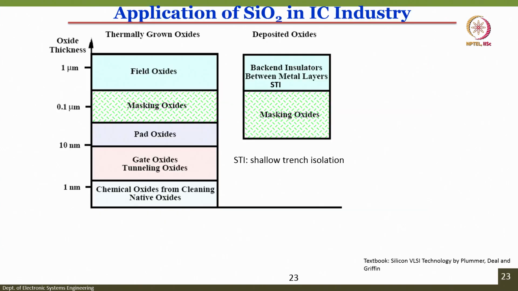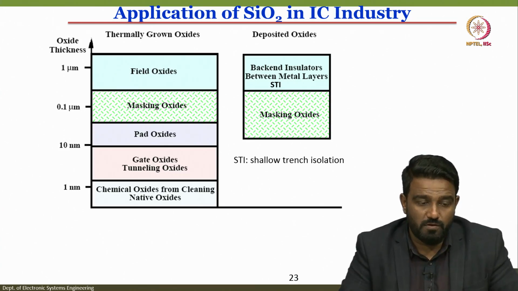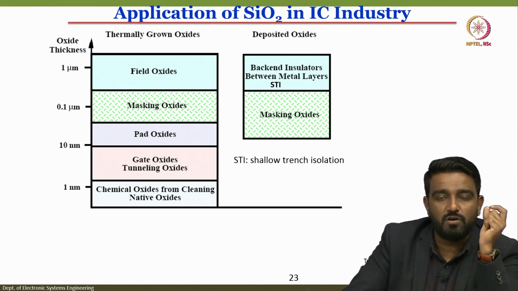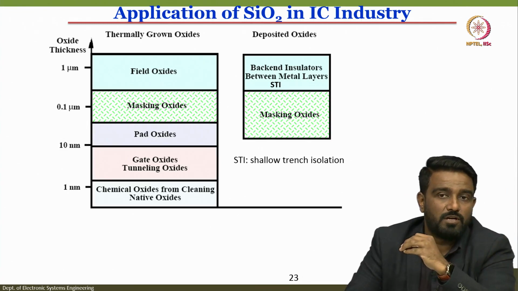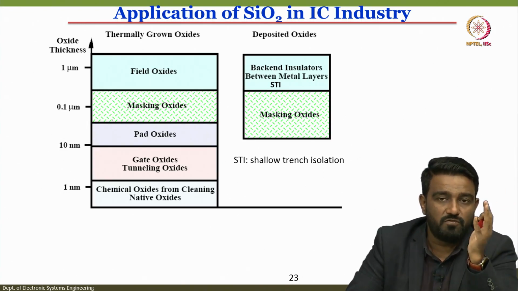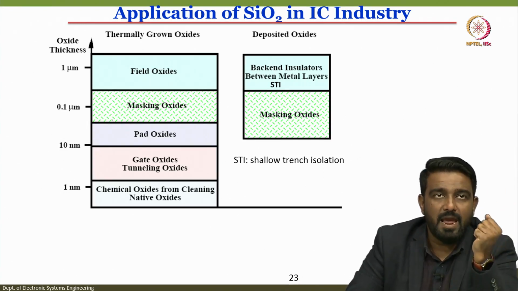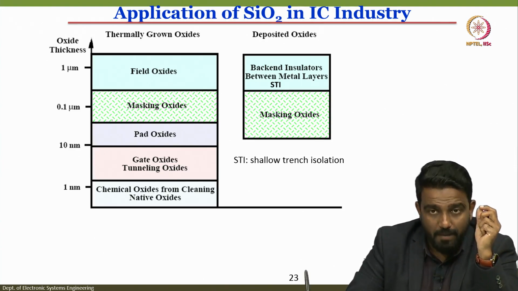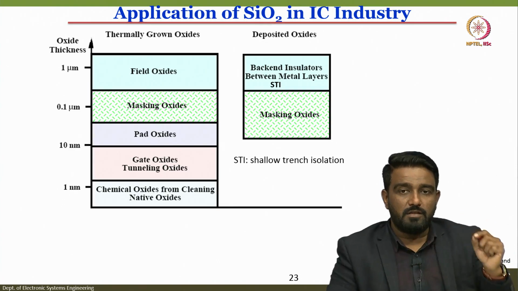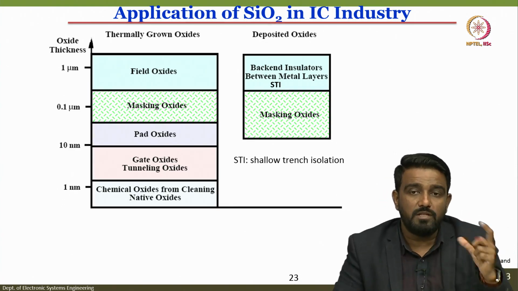Great. So, the next step would be the application of silicon dioxide in IC industries. Where exactly is silicon dioxide used, and what is the thickness of silicon dioxide that you require? There are two techniques to grow silicon dioxide: one is called wet oxidation and the second is called dry oxidation. In wet oxidation you use water vapor, of course, and in dry oxidation you only use dry oxygen.